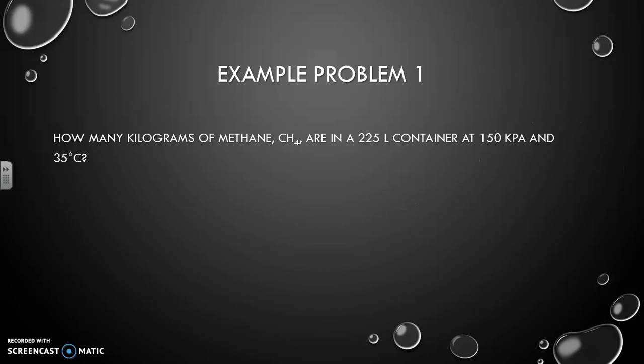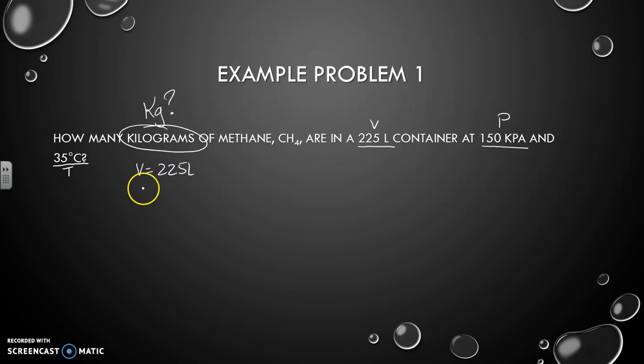So let's jump in. Example problem 1 says: how many kilograms of methane gas are in 225 liters, that would be our volume, of a container at 150 kilopascals, that's our pressure, and 35 degrees Celsius, which is our temperature. So we know that volume is equal to 225 liters, pressure is equal to 150 kilopascals, and our temperature is equal to 35 degrees Celsius. And they want to know how many kilograms.